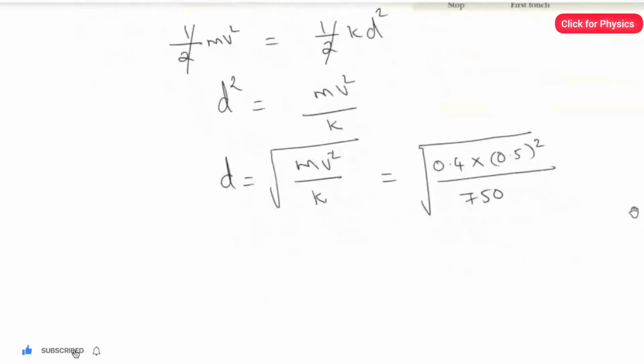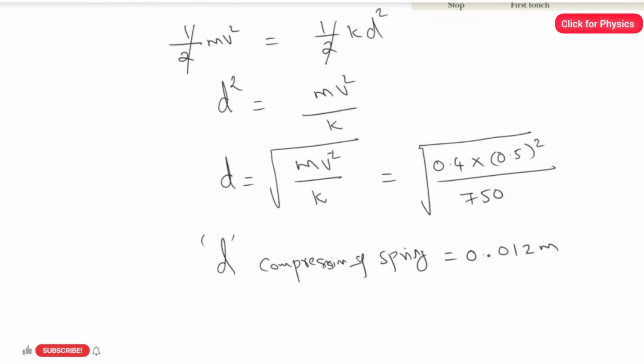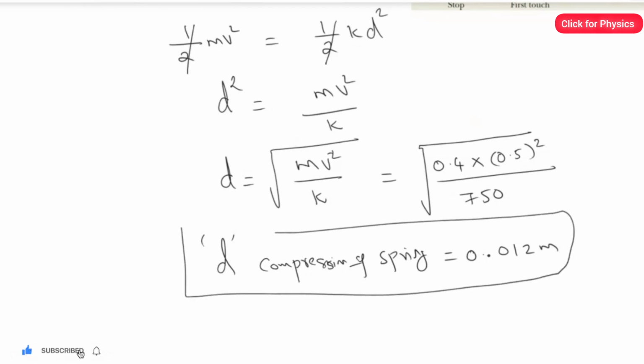So here we got the answer for the compressed value of the spring. That means d is the compression of the spring, right? So the value of d is equal to 0.012 meter. So this is the answer for this question. That's it. Thank you.